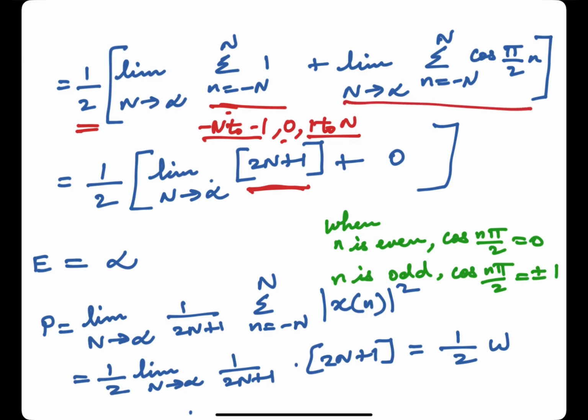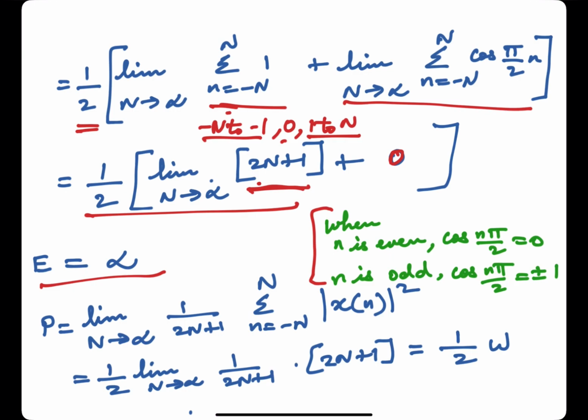And if we look at the summation n equal to minus n to n of cos pi by 2n, cos n pi by 2 has this property: when n is even, this cos n pi by 2 is 0, and when n is odd, it switches between plus and minus 1. So the whole summation will go to 0, and we can ignore this summation. If we take only the first summation, the energy will become infinity. So we will go for the power equation.